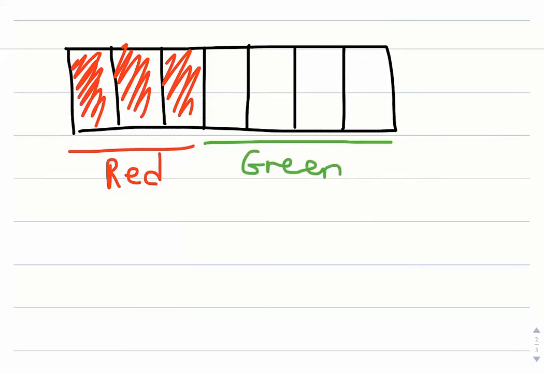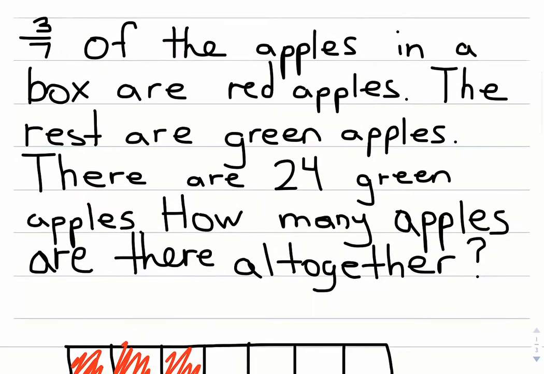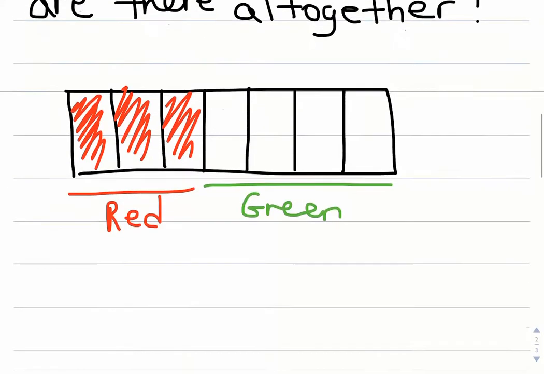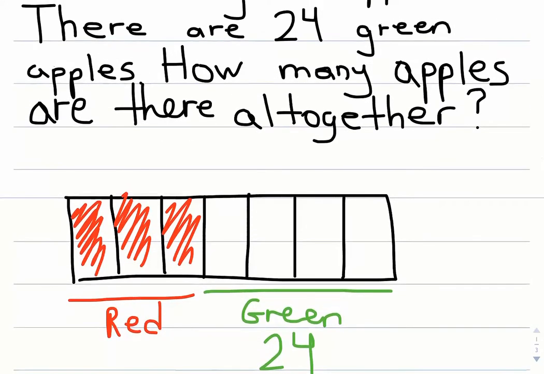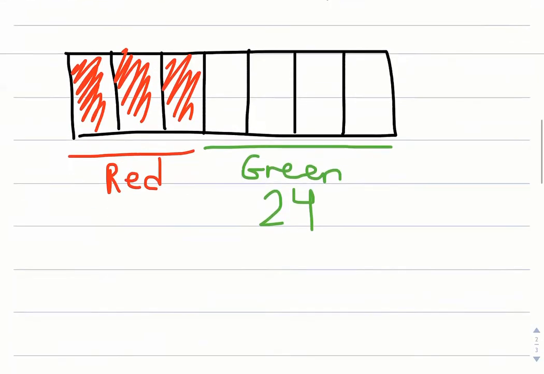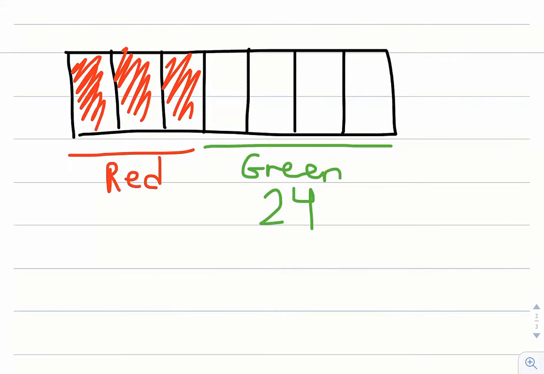We still have one more sentence to go. There are 24 green apples. So now I know that there are 4 boxes for green, and now I have a number value to put on this. That's 24. Let's go ahead and see what we're trying to answer. How many apples are there altogether? Great, so now we read our entire problem, we've labeled everything. We're just going to go ahead and finish up and say that we are looking to figure out how much all of this is. This is where I'll be putting my question mark. That's what I'm looking for.